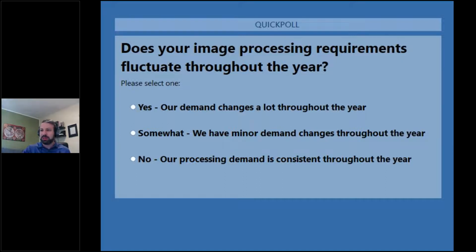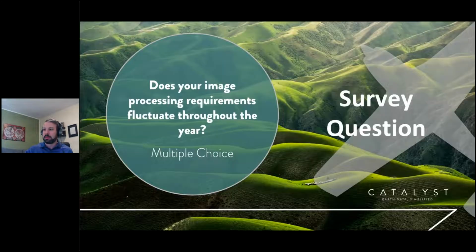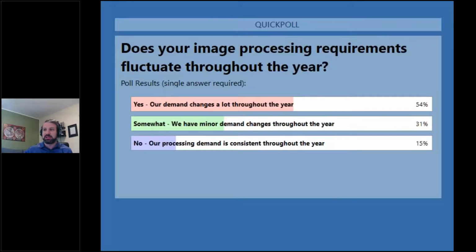And then we'll move on to finish up our webinar. Okay, so we'll give it another 5, 4, 3, 2, 1. Okay, so please, if you haven't got your votes in, get it in now because we're closing the survey. So let's just quickly share the results here. You can see that 54% in the end said yes, you experience a lot of demand fluctuation. 31% said somewhat, and 15% no, you have very stable processing demand throughout the year.